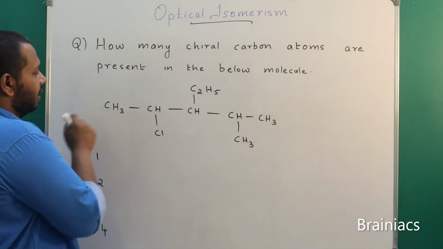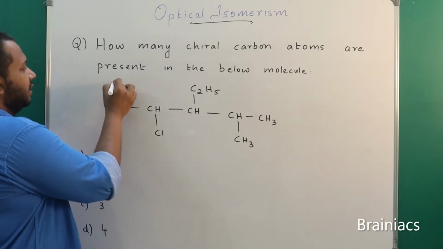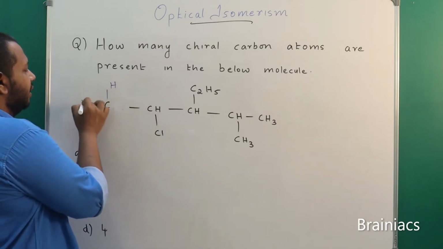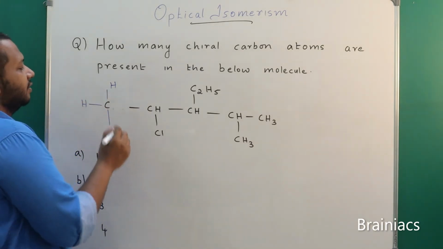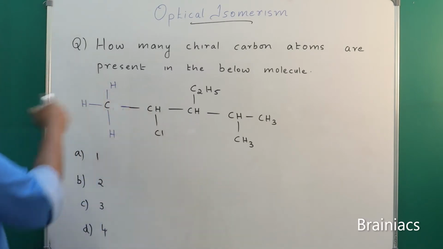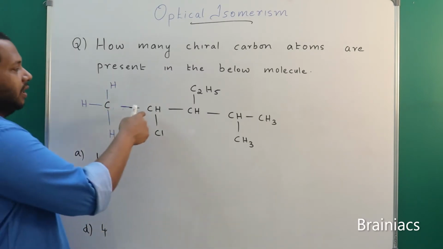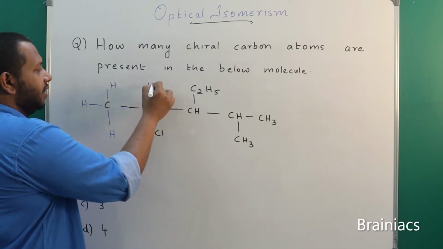The first carbon I am checking, I will expand it and draw. You have hydrogen here, here also hydrogen, and here also hydrogen. Since three valencies are the same, I can say this carbon is not chiral. Correct? Now I am looking at the next carbon. In this carbon I can see one valency is hydrogen.